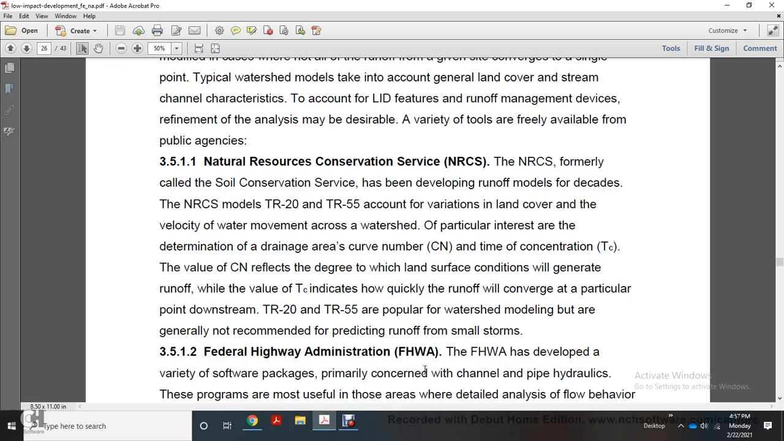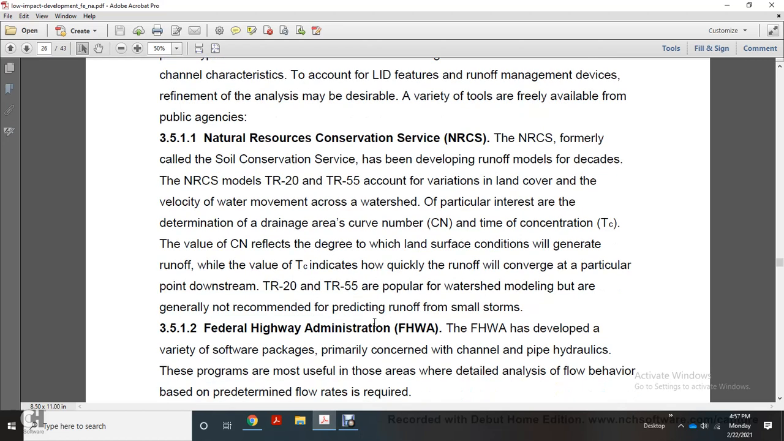and the time of concentration. The value of the CN, or curve number, reflects the degree to which the land surface condition generates runoff, while the value of Tc, or time of concentration, indicates how quickly the runoff will converge at a particular point downstream. TR-20 and TR-55 are popular watershed modeling tools, but are generally not recommended for predicting runoff from small storms.